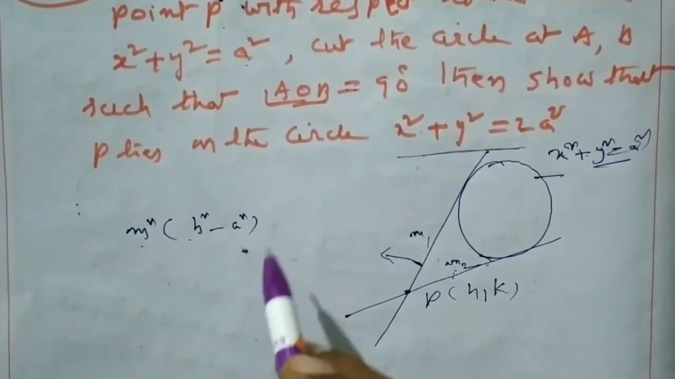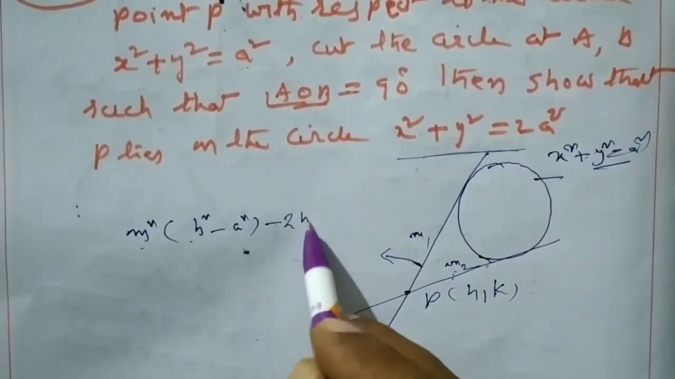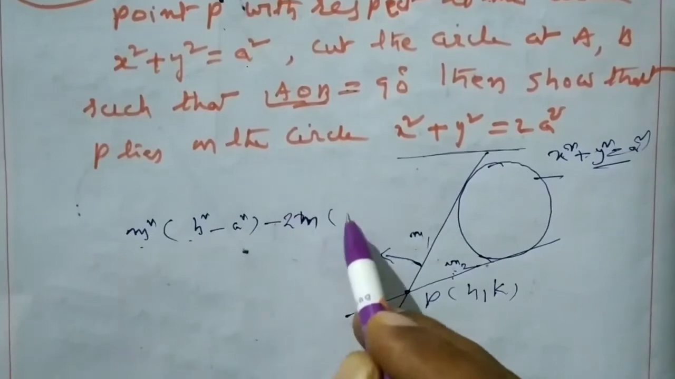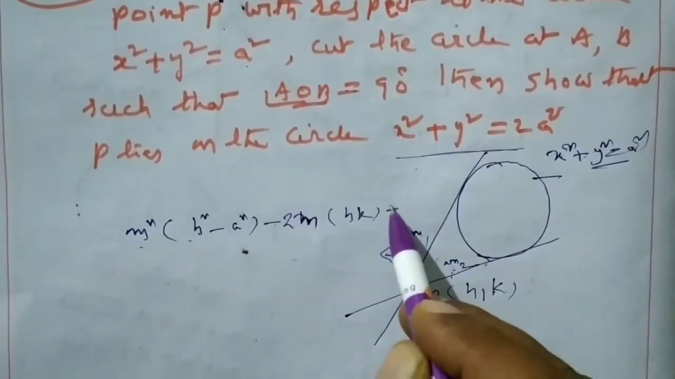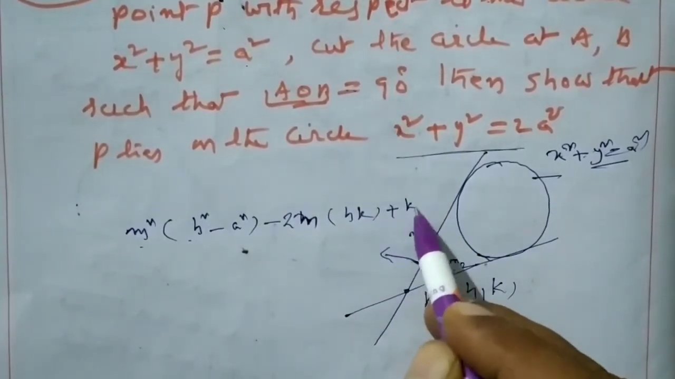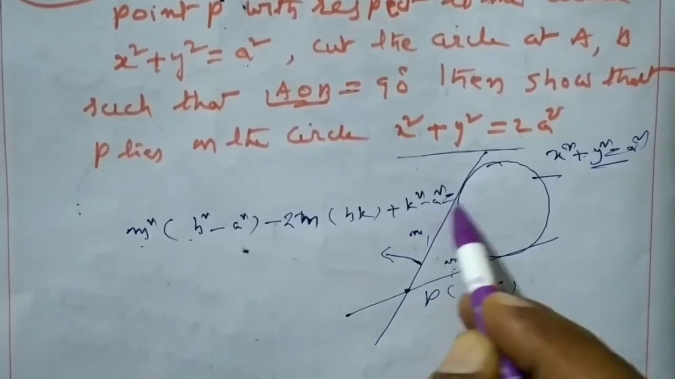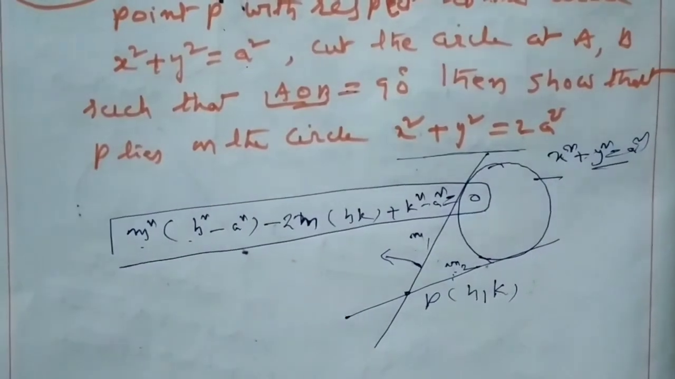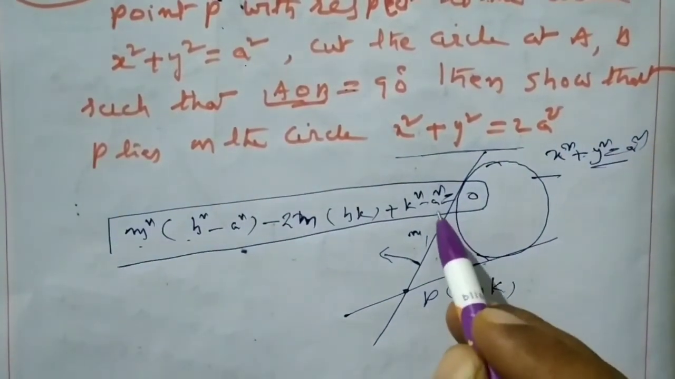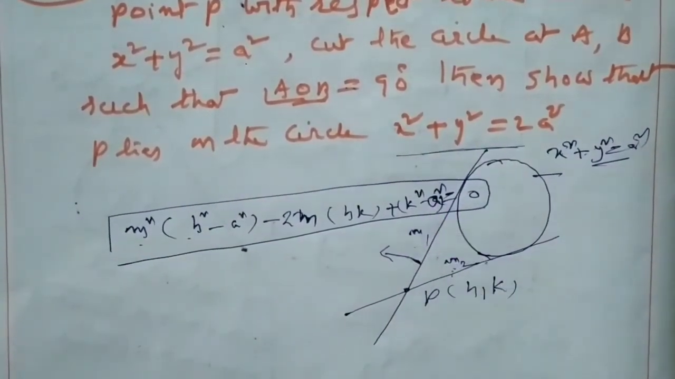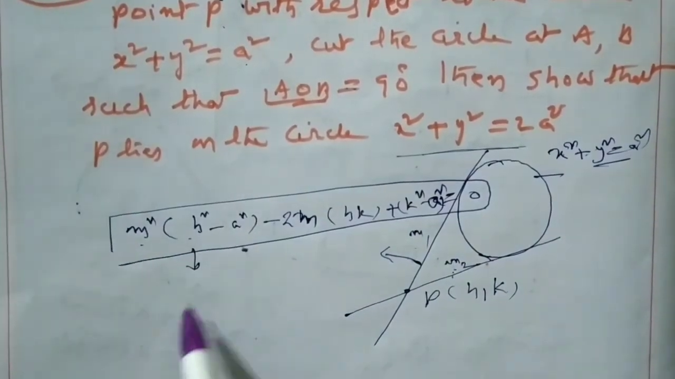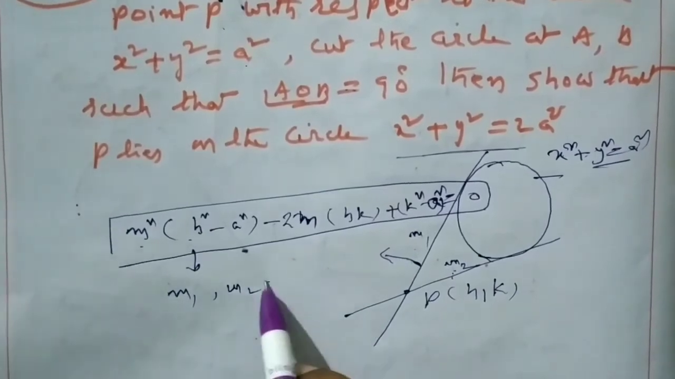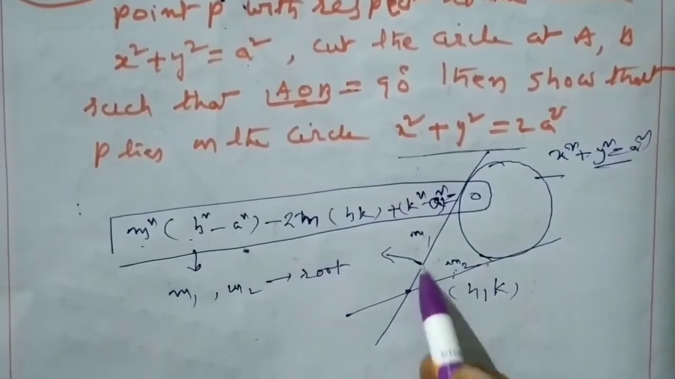m square into h square minus a square minus 2m hk plus k square minus a square is equal to 0. This is the relation between the slopes of tangents drawn from an external point to the circle. If you observe this equation, it has two roots m1, m2, which are the slopes of tangents.